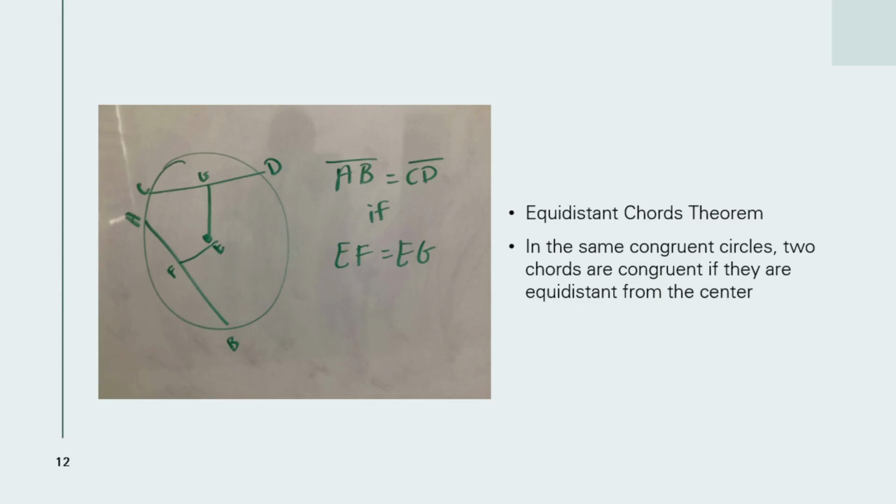Equidistant chords theorem. In the same or congruent circles, two chords are congruent if they are equidistant from the center. Okay, so this is a chord AB, CD. They're both chords, and this is our center, they are both the same length from the center. Let's say FE is 2 and EG is 2. That means that these two chords, CD and AB, are equivalent.